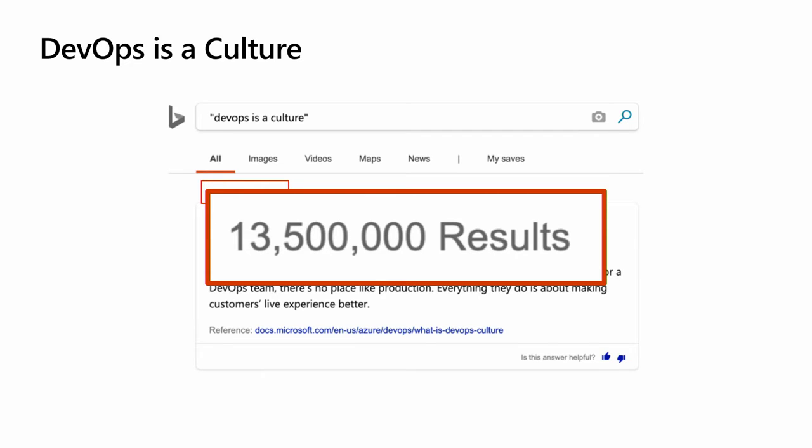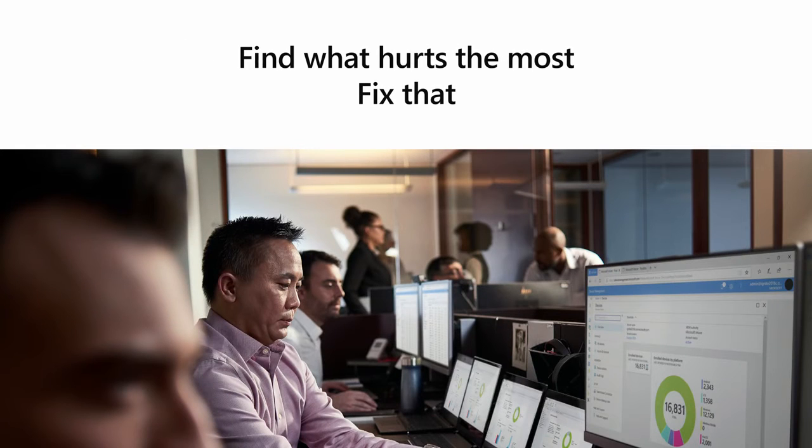So the other piece of advice here is that rather than doing everything in one hit, so don't stop work, try to automate the whole thing to get a DevOps process in place. Find what hurts the most in your organization and fix that.